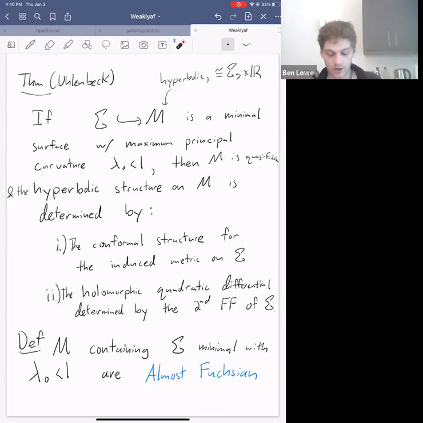Right. So we call these Quasi-Fuchsian M that contain a minimal surface with maximum principal curvatures lambda naught less than 1, we call such M almost Fuchsian.